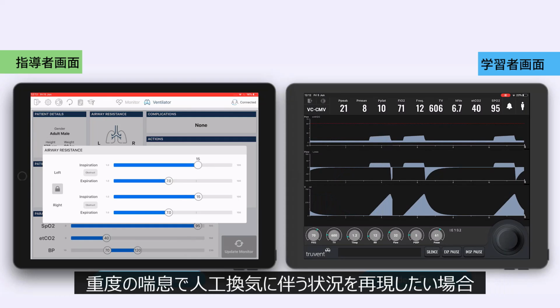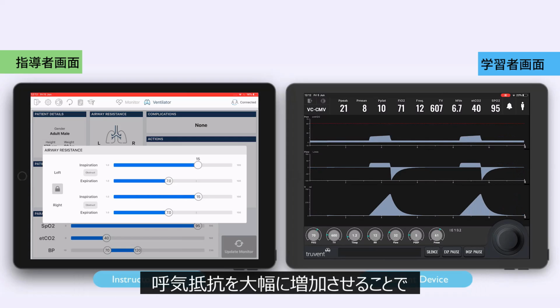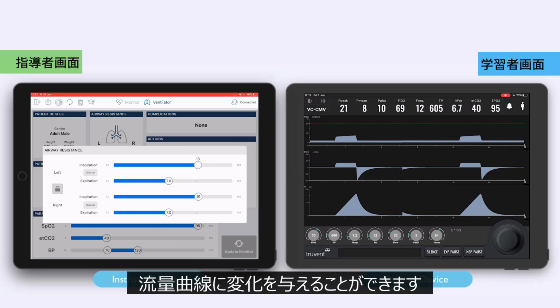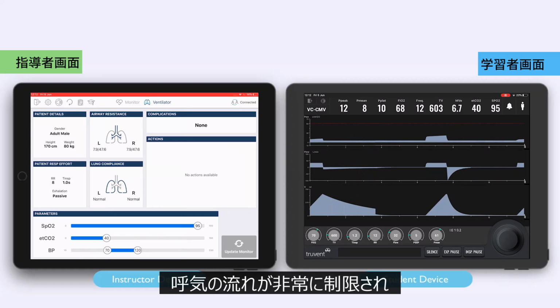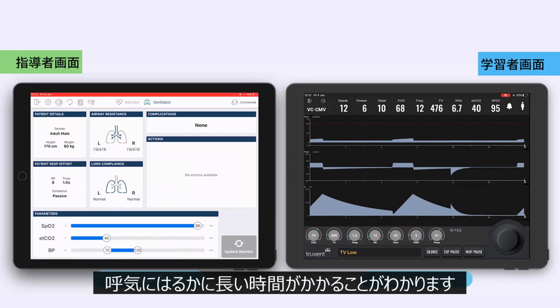If the instructor wishes to simulate severe asthma and the challenges that presents with ventilation, they can make significant increases to the expiratory resistance, and this will have an appropriate effect on the flow curve. Here we can see that when high resistances are activated, the expiratory flow is very limited, and it takes much longer for the breath to be exhaled.